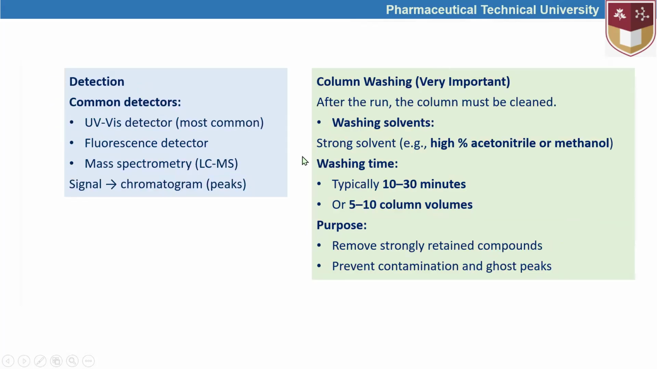And now this is about the detection. Common detectors, as we talked, could be UV detectors, fluorescence detectors, mass spectrometry. The HPLC could be integrated to the mass spectrometry, so mass spectrometry can also be used for the identification and quantification of the compounds that are separated in the HPLC column. And column washing, this is also very important.